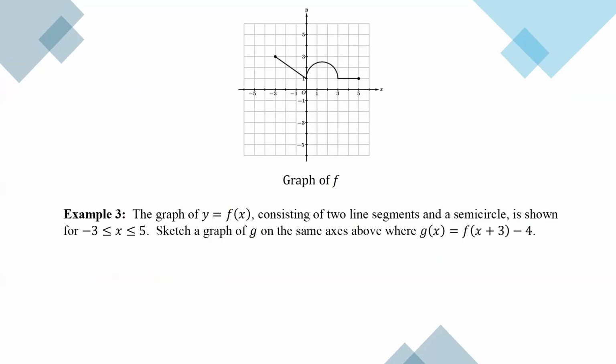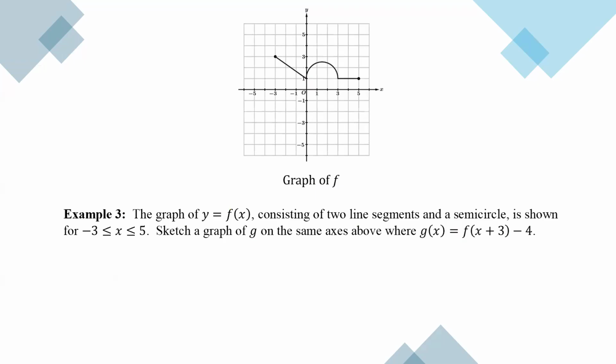So the graph is, yeah. All right. So here we have the graph of y equals f of x consisting of 2 line segments and a semicircle, shown for x greater than or equal to -3 but less than or equal to 5. Sketch the graph of g on the same axis showing the following transformation. So we have g of x equals f of x plus 3 minus 4.